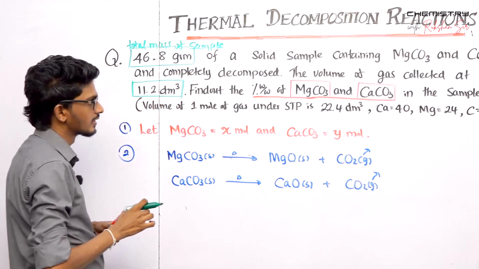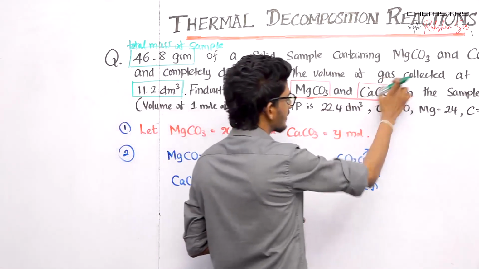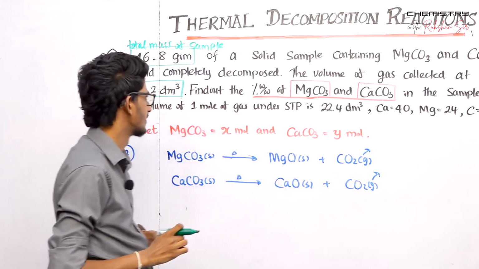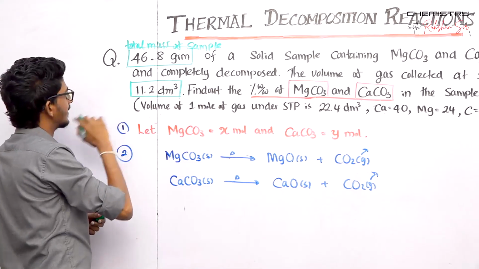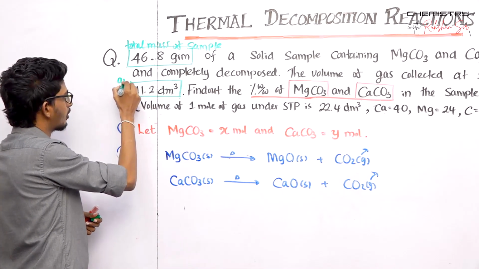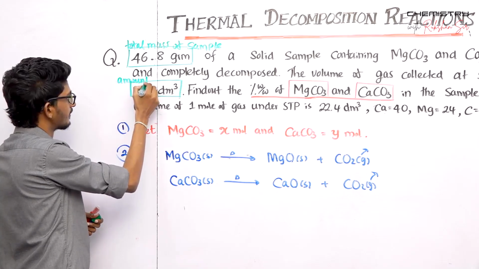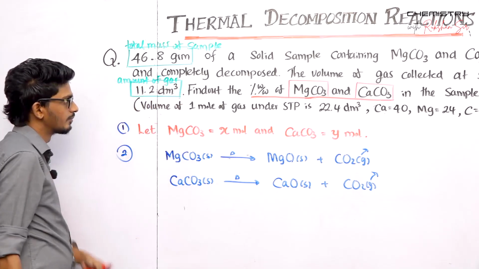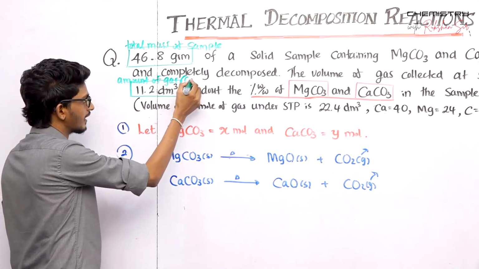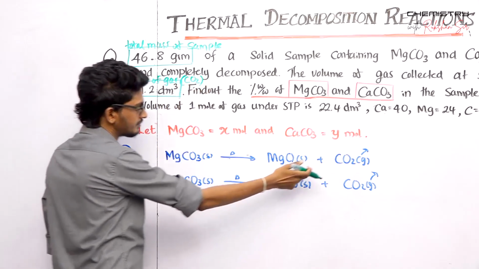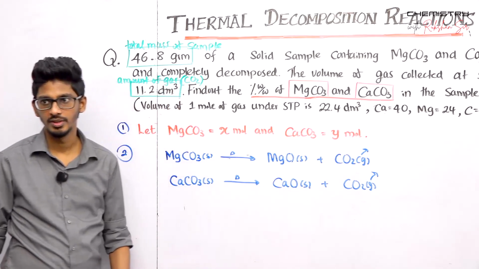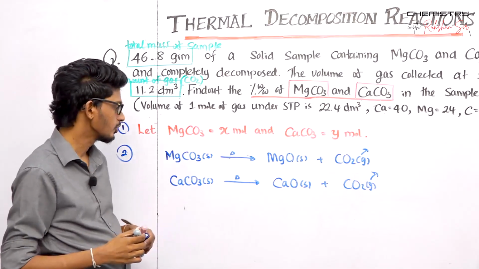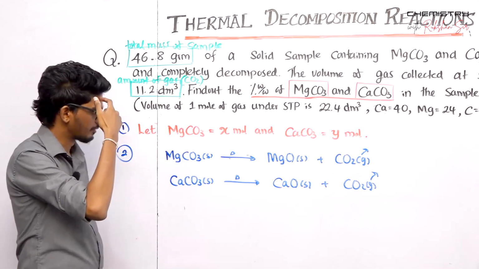This is the volume of the gas collected, right? So I'll take it as the amount of gas. The amount of gas is about the CO2, right? The gas is CO2 here. Those are the two data points that appear in there, right? So let's come up with the equations.